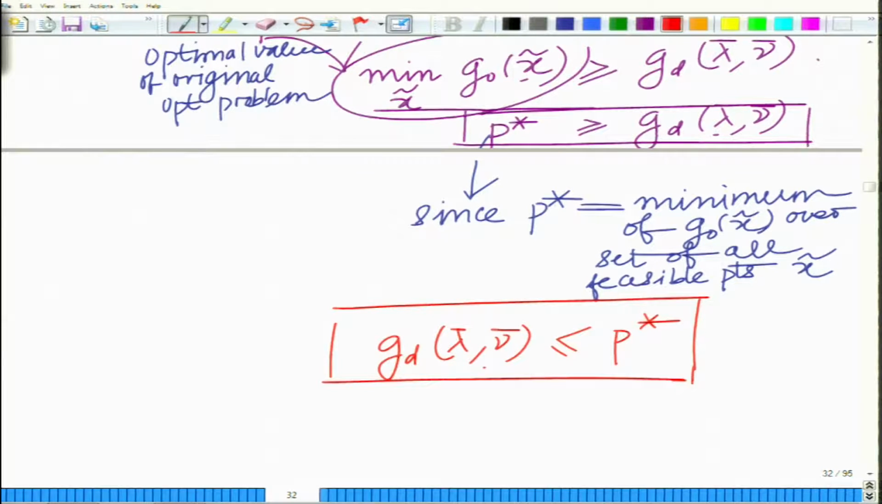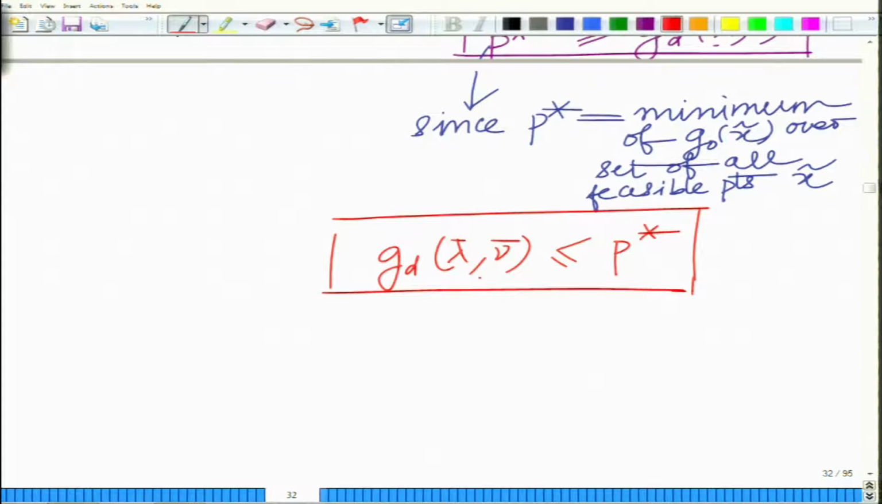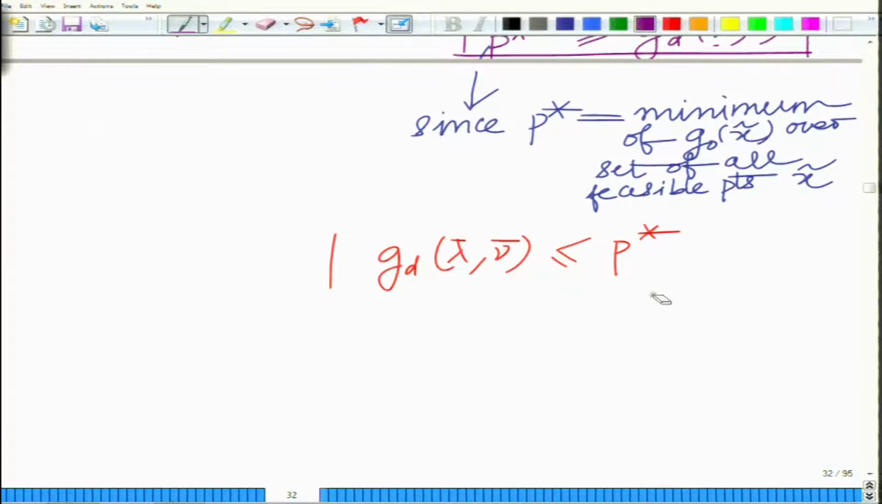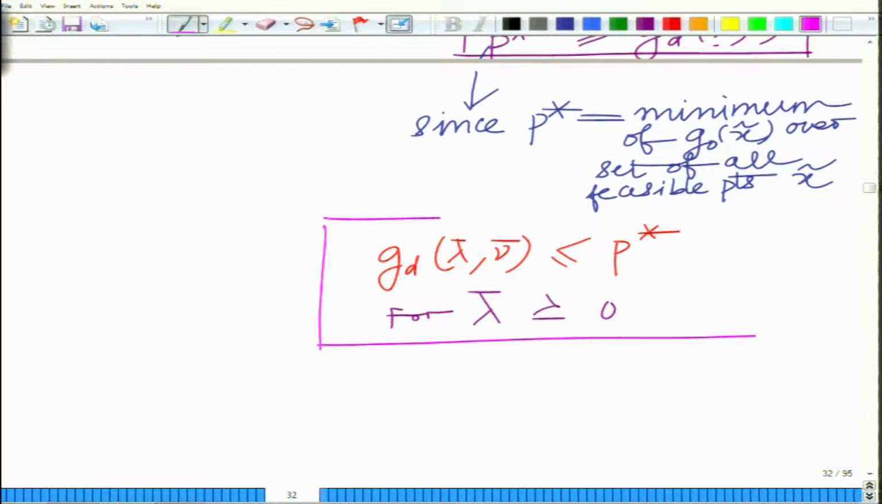Now, mind you, you have to still keep in mind that this holds true only if lambda bar, let me just write these things together, for lambda bar greater than or equal to 0, that is component wise, each component of the vector lambda bar greater than or equal to 0, which means that each Lagrange multiplier lambda associated with the inequality constraints is greater than or equal to 0.